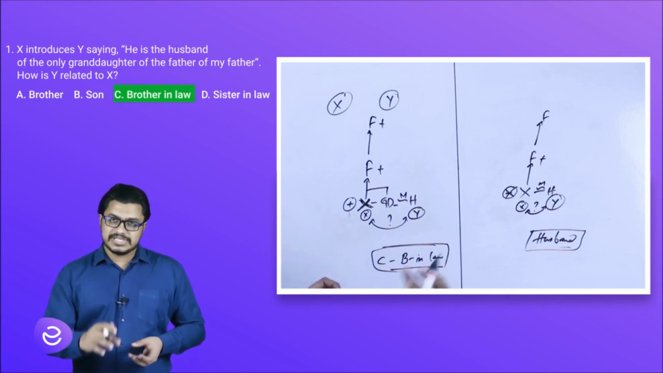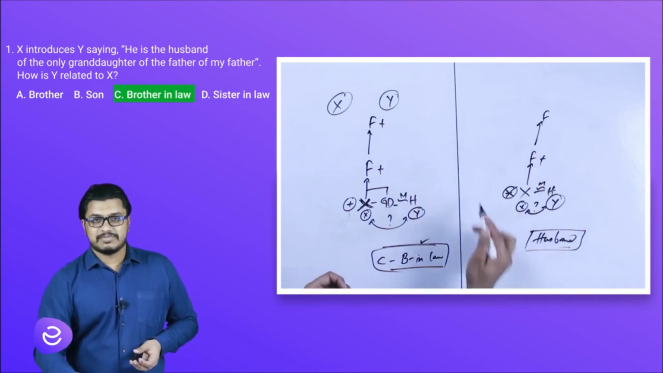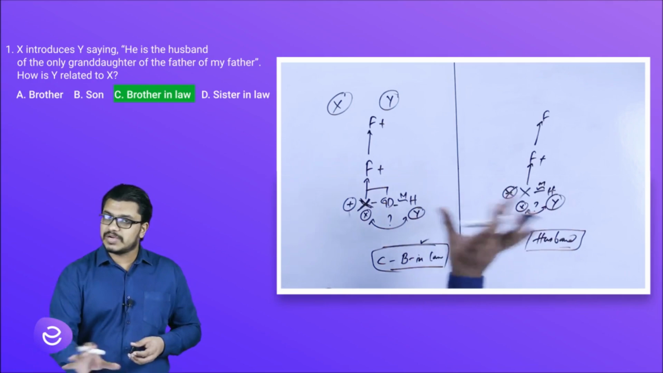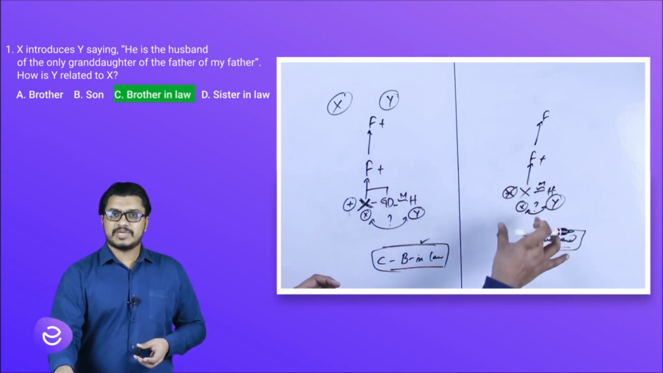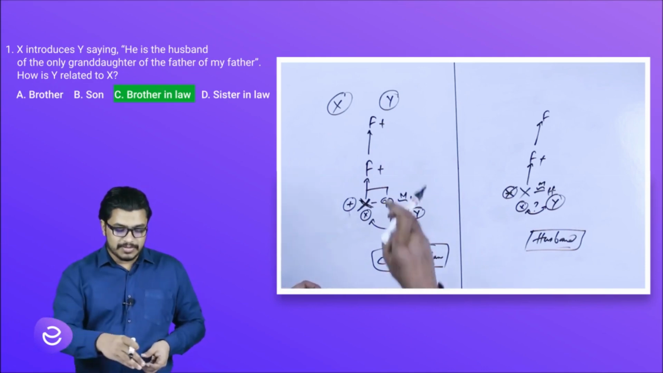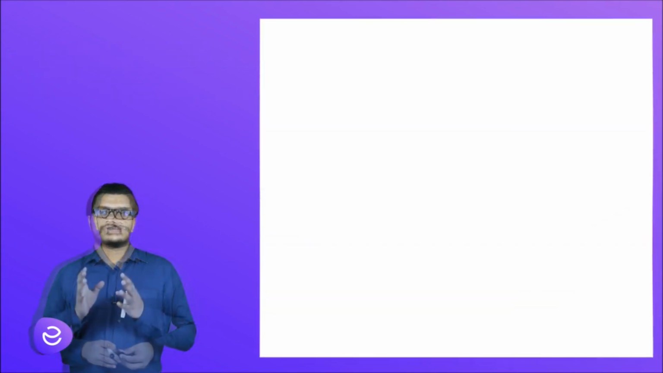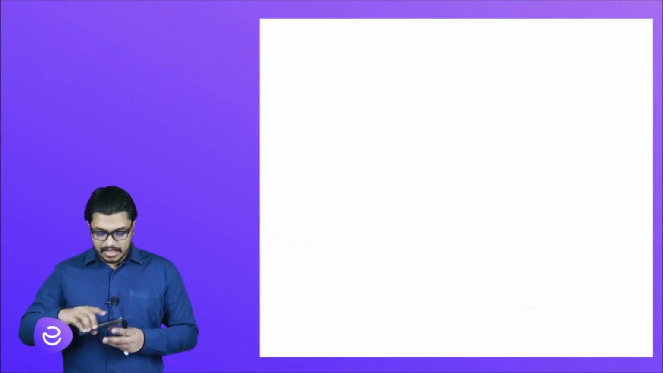So here, similarly, they have given only one option, which is brother-in-law. So it means that this assumption was wrong. I'm telling you again, the method was not wrong, but just this assumption was wrong. So you have to do the problem in this way. So that is how you do the problem in this question. The answer is C, brother-in-law. So now for the second question.